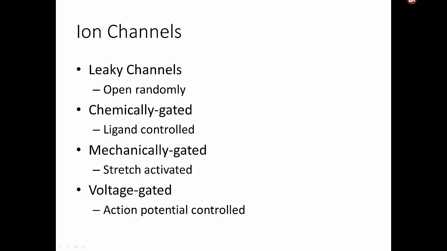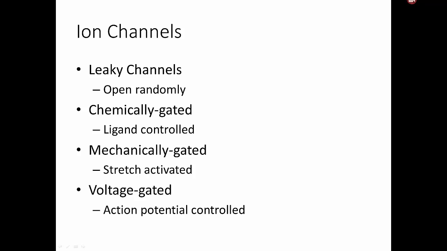There are several ways to categorize ion channels, including how they are gated. Leaky channels are not gated and therefore open randomly and allow ions through. These are critical for allowing potassium to equilibrate in cardiac cells and create a resting membrane potential. Chemically gated ion channels are controlled by ligands. This includes cation channels controlled by acetylcholine at neuromuscular junctions.